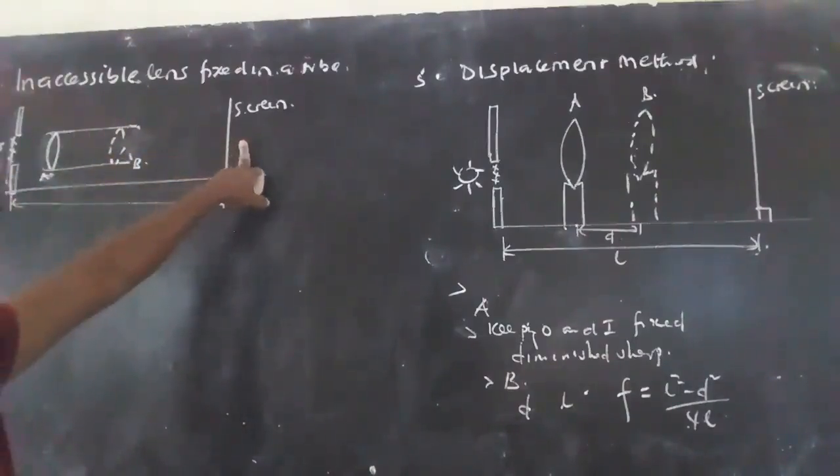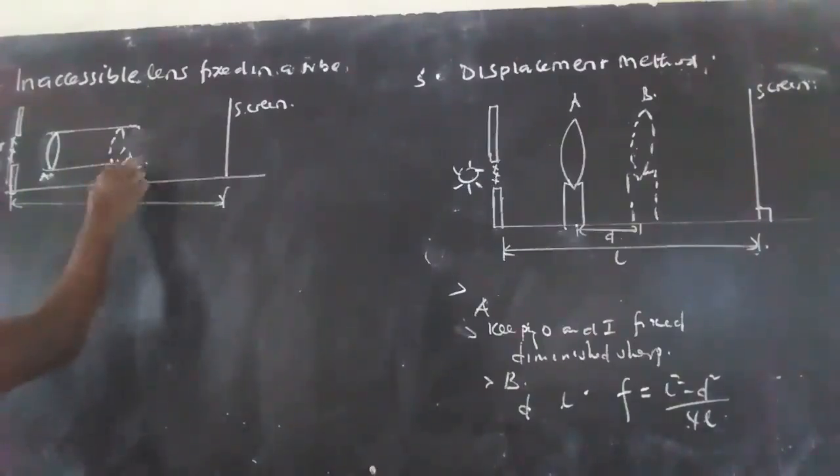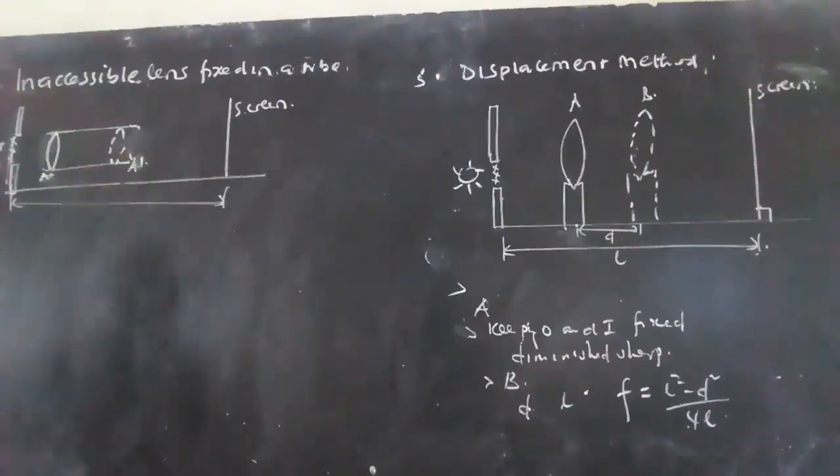until a clear, diminished, sharp image of cross wires is formed on the screen. Then we say the end of the tube is measured and marked. Let us maybe call it A prime. The end of the tube, A prime, is marked.